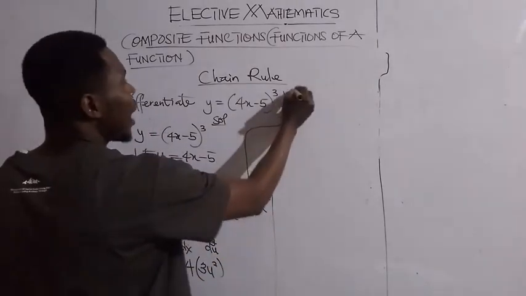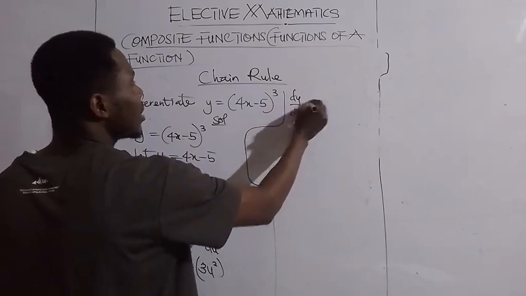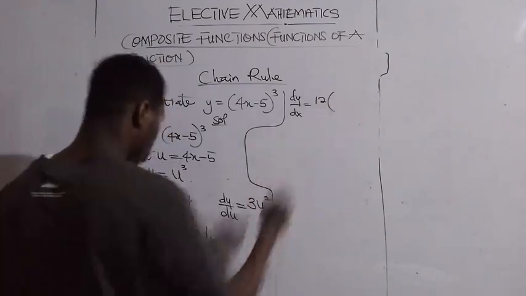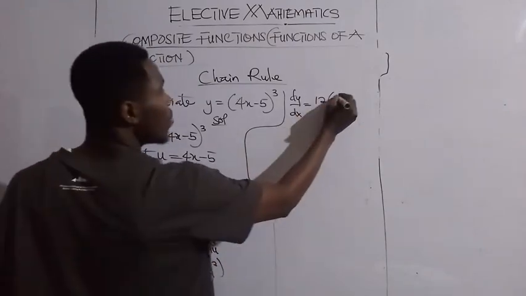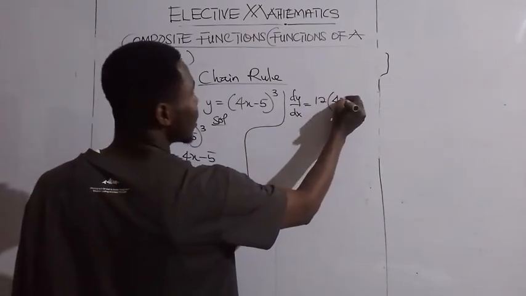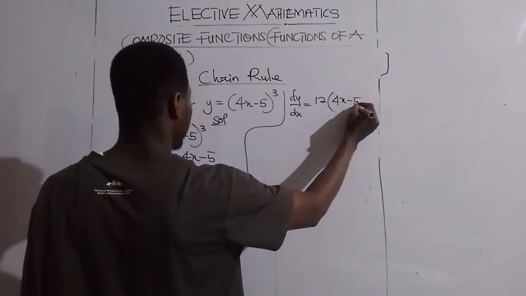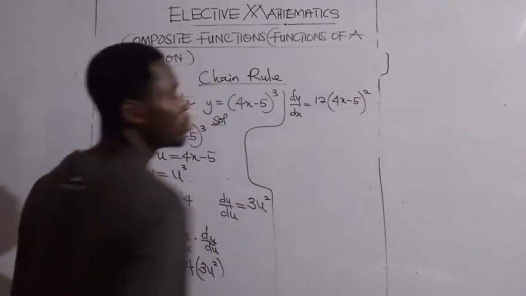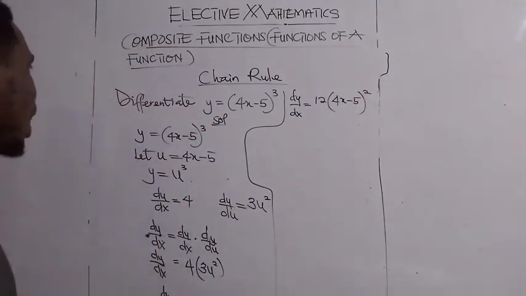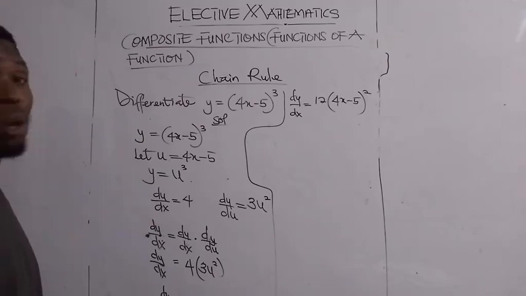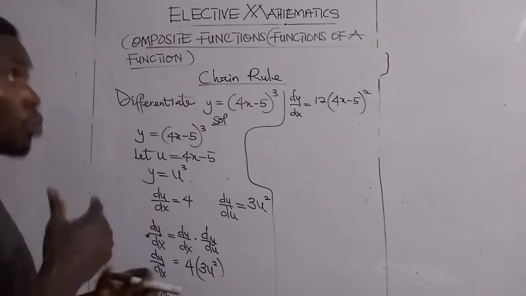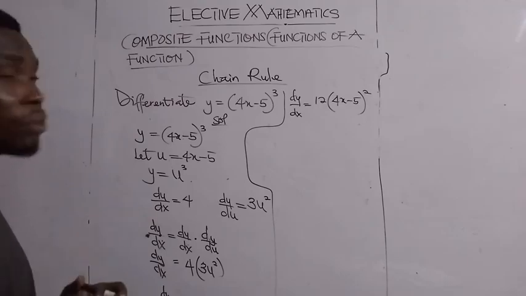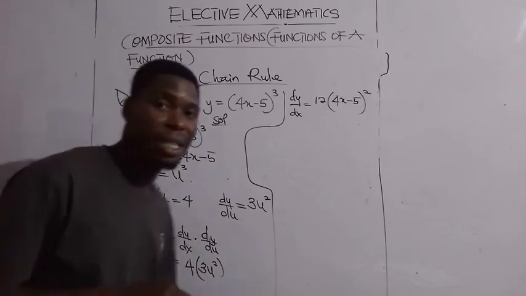So our dy over dx is 12 times (4x minus 5) exponent 2. What is u? u is 4x minus 5. Are we getting the point? You see how it is? It is very easy. When we take the second question also, we'll solve it. After solving, then you will be okay with this. Let's move straight to the second question.